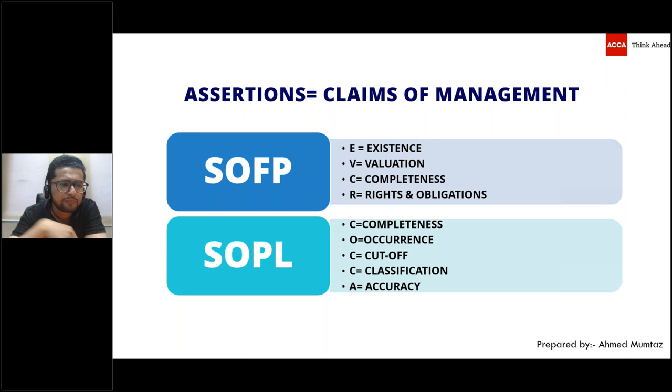Is it possible to continue the audit process without management assertion? I didn't get this question. If the management is not claiming the assertions, the audit cannot be executed at all.